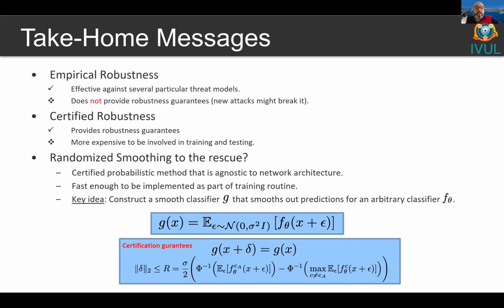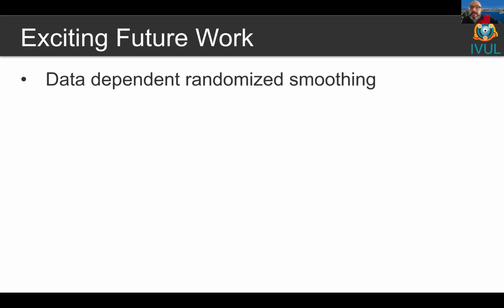But of course, there is lots of future work. And the DS work, the data dependent smoothing work that I mentioned, is just an example of that. So why should the smoothing be the same everywhere in input space? It doesn't make sense. You can get better certification if you smooth more in certain regions and less in other regions.